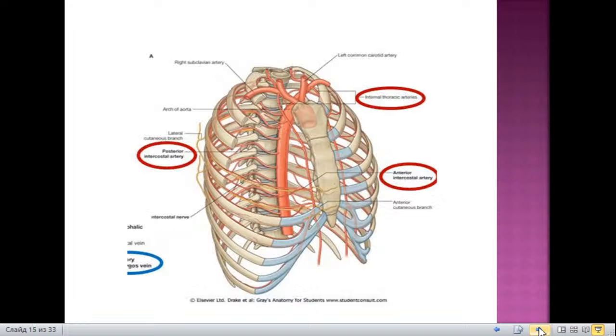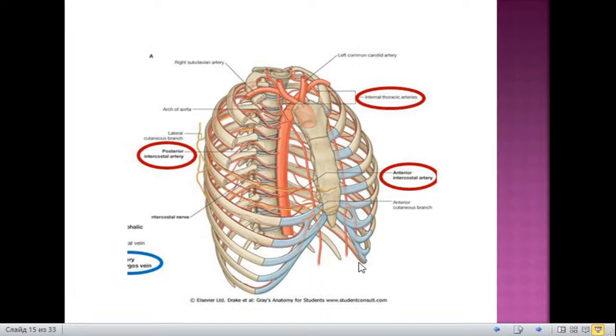And we are going to the chest. In the case of the chest, it is important to talk separately about the chest wall, about the content of the chest, and some organs have special blood supply. We'll talk about it. So about the chest wall, you see it here.